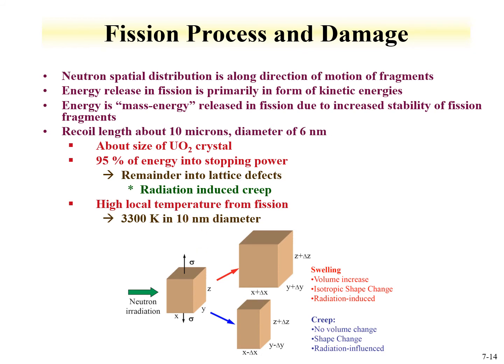Two of the types of damage that can occur from the radiation: one is swelling, which is shown here. There's a cube. Swelling is where the axes of each side of the cube increase. And then there's something called creep, where there's no volume change, but shape change. Both these types of damage can occur in reactors. So there's actually a good deal of new research focused on trying to find materials that are impervious to swelling and creep as a function of neutron damage.